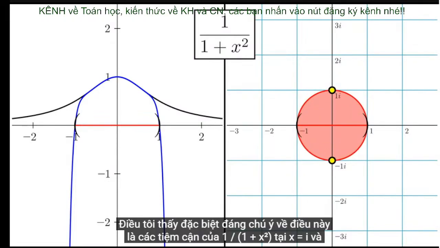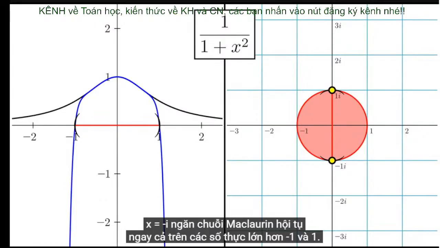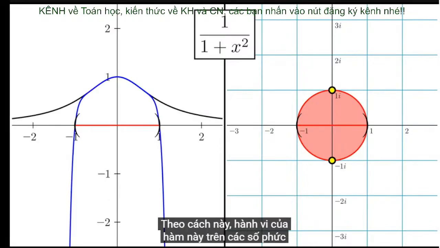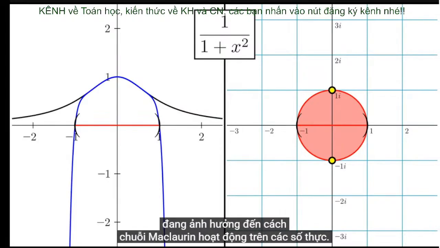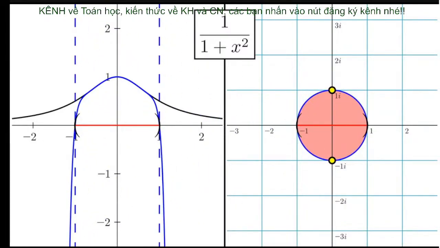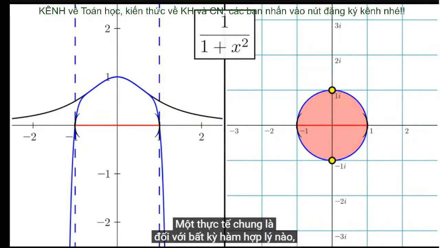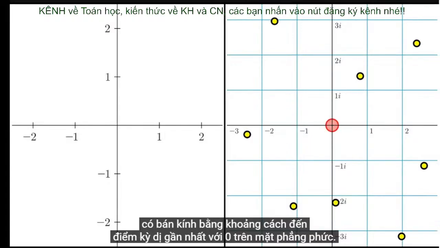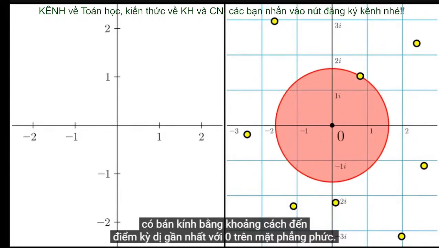What I find particularly remarkable about this is that the asymptotes of 1 over 1 plus x squared at x equals i and x equals minus i stop the Maclaurin series from converging even on the real numbers beyond minus 1 and 1. In this way, the behavior of this function on the complex numbers is affecting the way the Maclaurin series behaves on the real numbers. It is a general fact that for any reasonable function, its Maclaurin series will converge within a circle whose radius is equal to the distance to the nearest singularity to 0 in the complex plane.